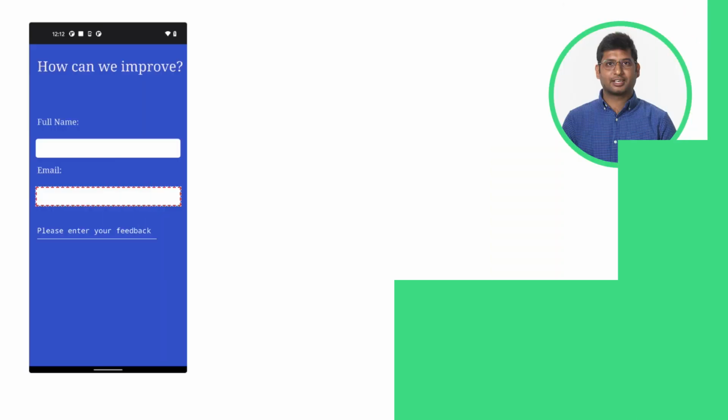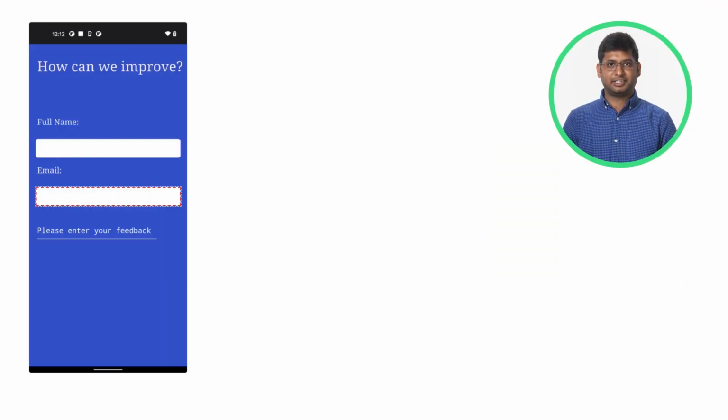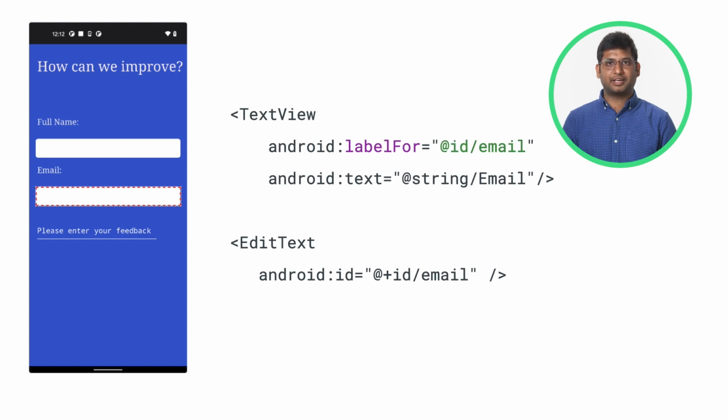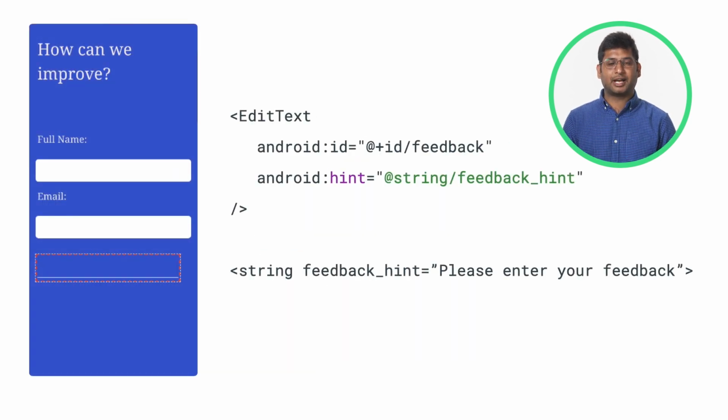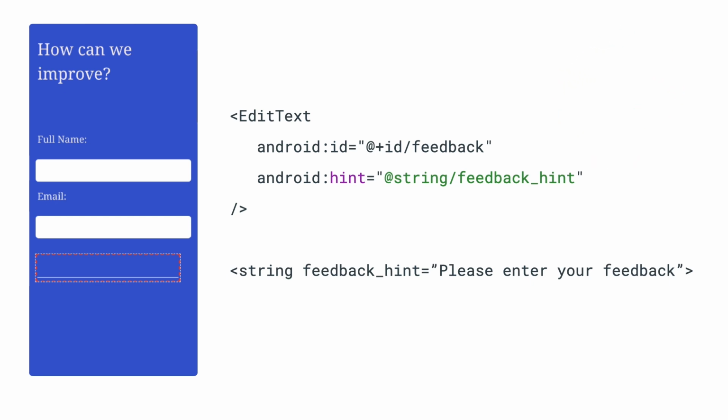Let's look at how we can fix these issues. In this example, the edit text field for email is not provided with a label. To fix the issue, we can set the text view's labelFor attribute to indicate the relationship and assign the label for the edit field. Other ways also include using the Android hint for the edit text elements when a corresponding text view is not available.